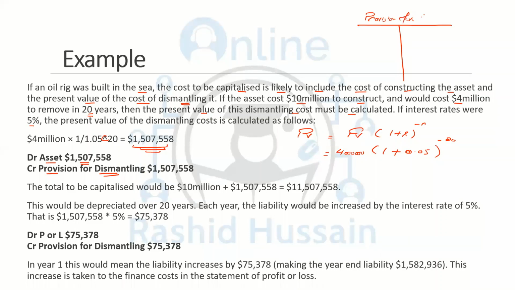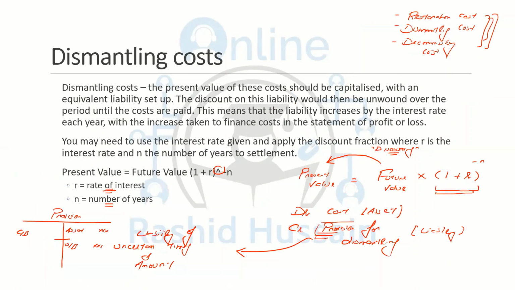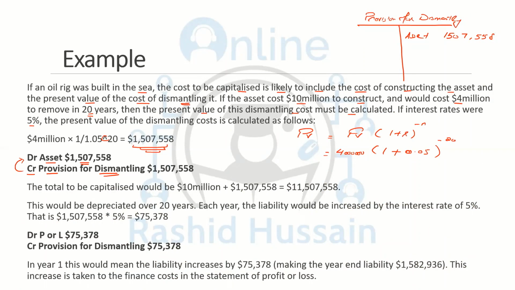This is something very important, that's why I'm going to make an account for it. The provision for dismantling account is being debited due to the asset. You know how to put the entry into the account. This is a provision account which is going to be credited, and we give the reference of the debit entry in the account. So debit asset, due to asset, and this is 1507558. This is the first concept which I've already told you, how to calculate the present value.